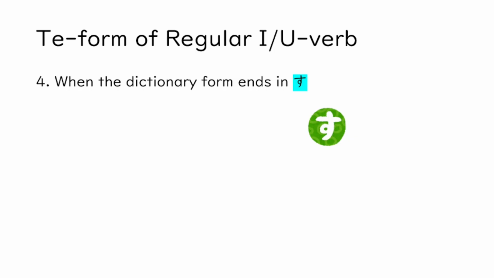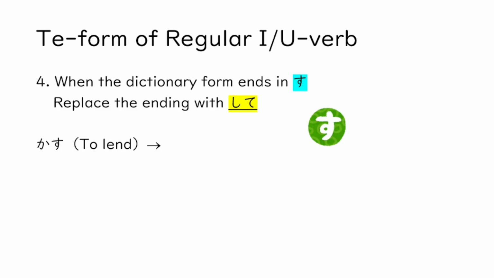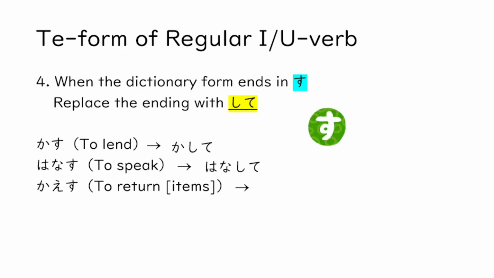When the dictionary form ends in su, replace the ending with shite. Let's look at some examples. Kasu means to lend, and its te form is kashite. Hanasu means to speak, and its te form is hanashite. Kaesu means to return something to someone, and its te form is kaeshite.